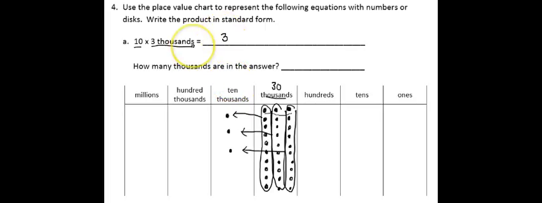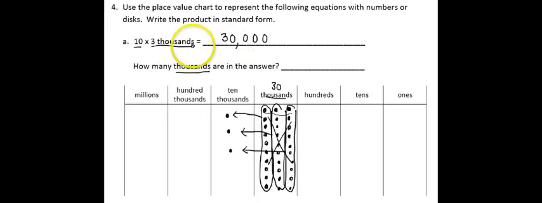So if I have a 3 in my 10,000s place, I composed all of those discs, so those are gone. So I have 0 in my thousands place, I have 0 in the hundreds place, 0 in the tens place, and 0 in the ones place. That means 10 times 3,000 is equal to 30,000.